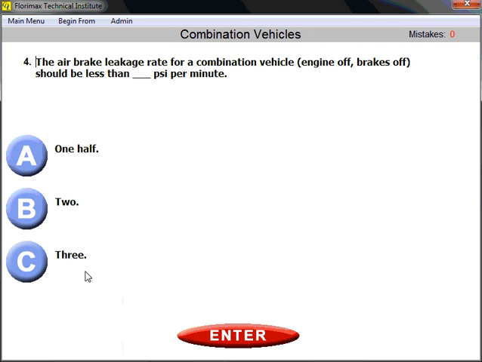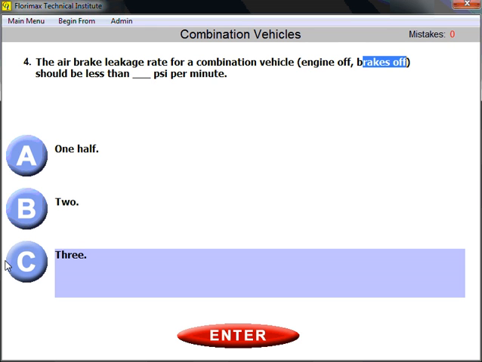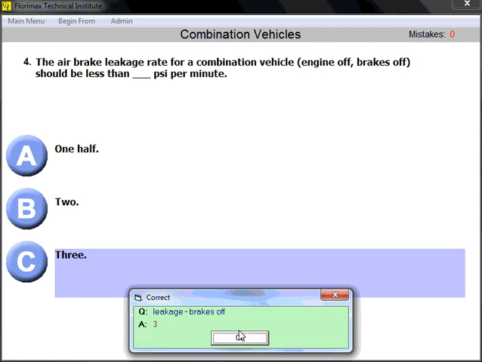Question number 4. The air brake leakage rate, for a combination vehicle with the engine off and the brakes off, should be less than how many psi per minute? And here it is, 3. With the brakes off, the leak for a combination vehicle should not exceed 3 psi per minute. 3 with the brakes off.